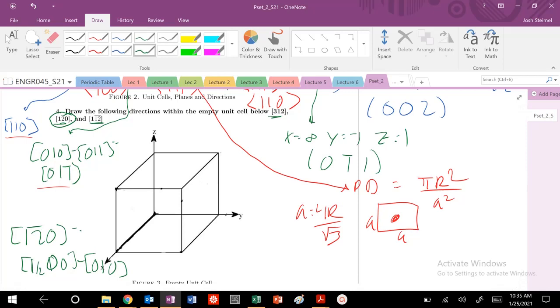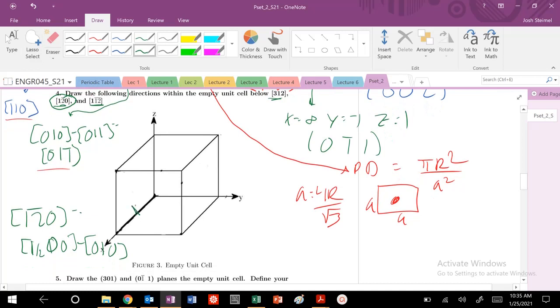If I draw that here, let's draw that direction. I'm going to keep it in green. So 1/2, 0, 0 is going to be this point right here, and then my start is going to be right here, 0, 1, 0. That direction. So finish minus start. What does that leave me? 1/2, 1, 0. That's equal to 1, 2, 0.